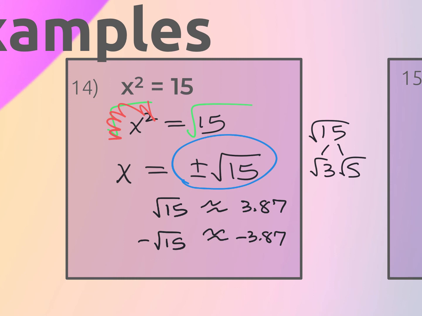Now, this plus minus sign that's in front, if you've never seen it before, it's just a shortcut version of writing it out as positive square root 15 and then negative. They just put the plus minus to take care of both at the same time. Let's try the next one.